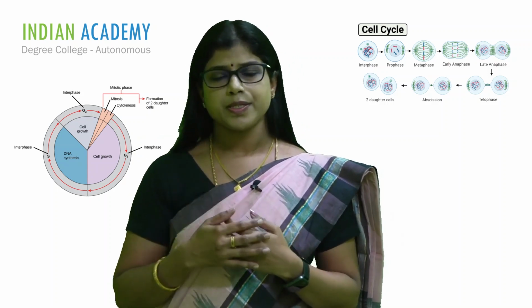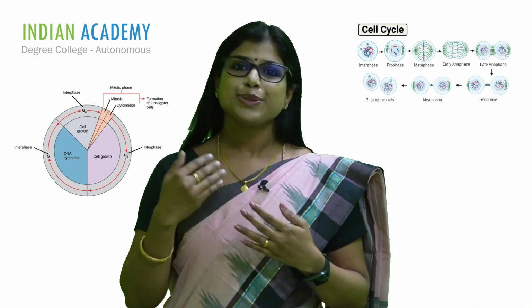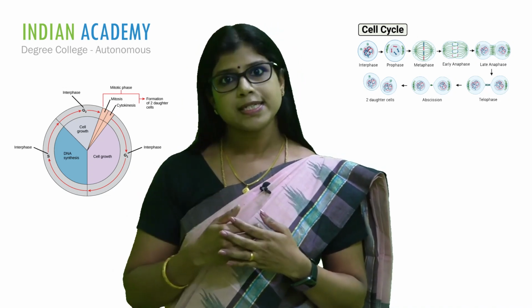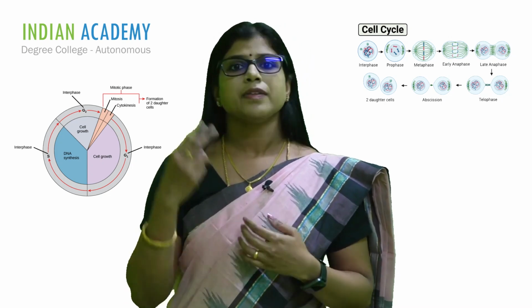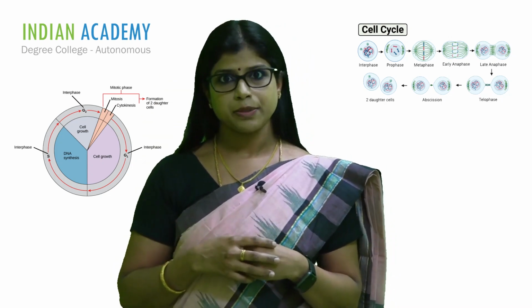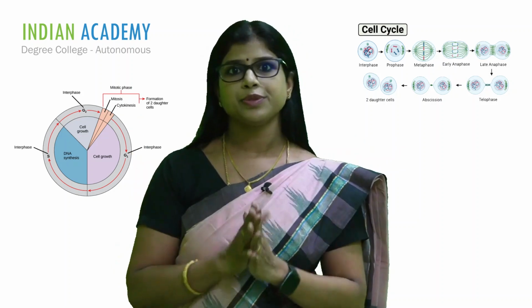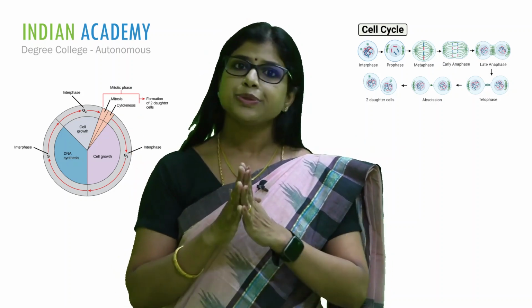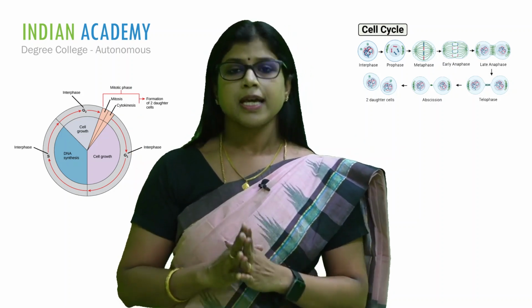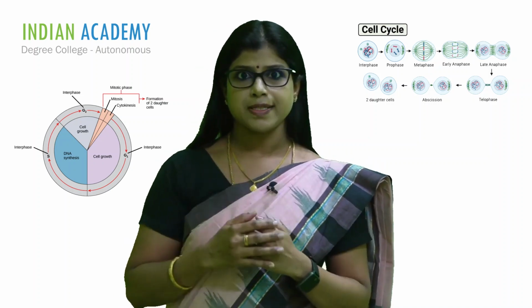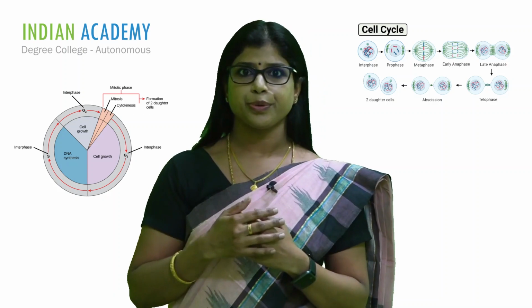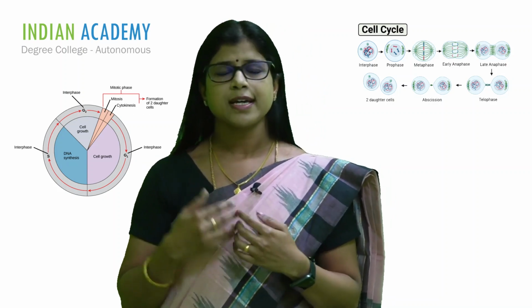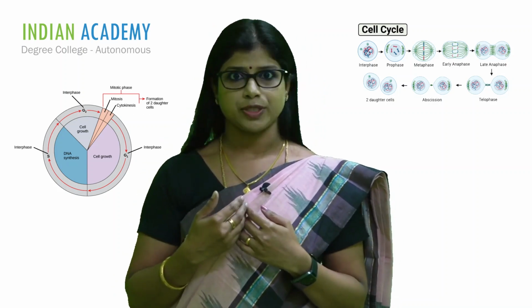The S phase is the synthetic phase, during which the duplication of the genetic material takes place, so that at the end of the S phase there are two complete sets of genetic material which are later distributed into the two daughter cells during the course of cell division. The last stage of interphase is the G2 phase, during which the cell continues to grow and further synthesize proteins which are required for the cell division.